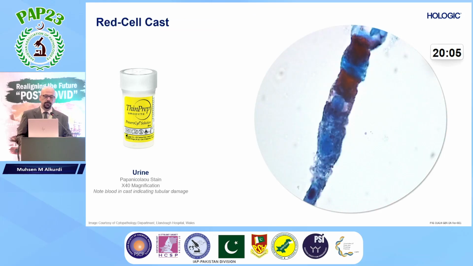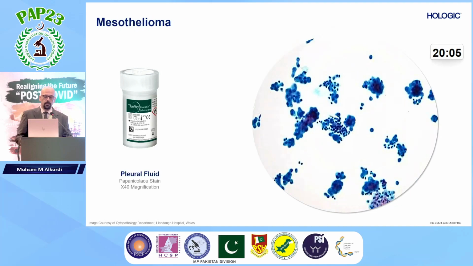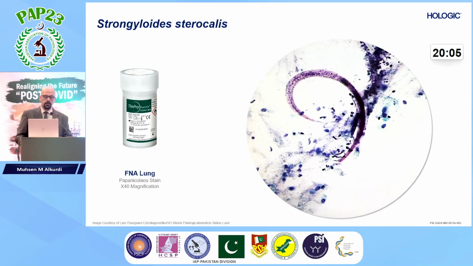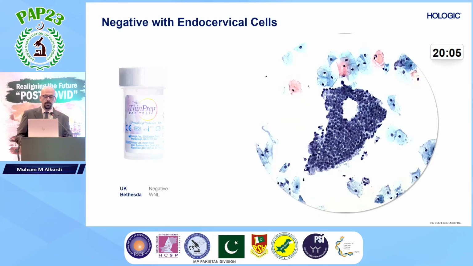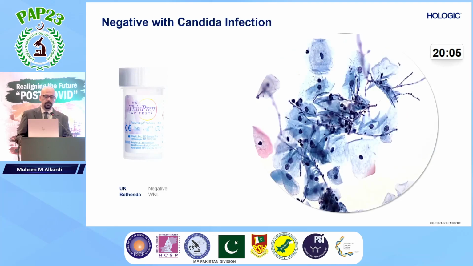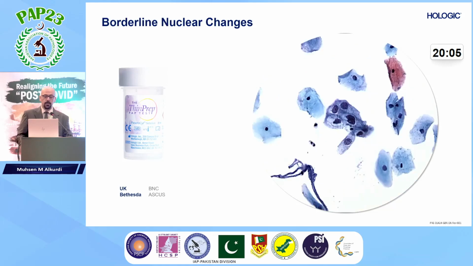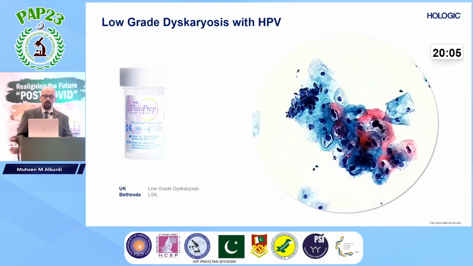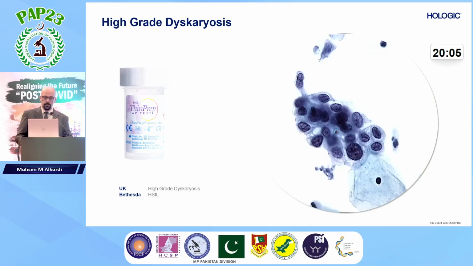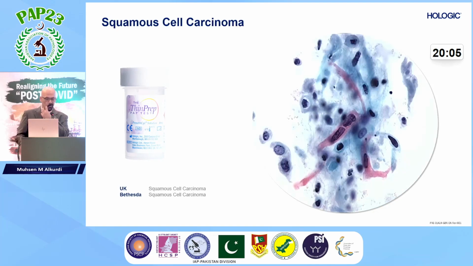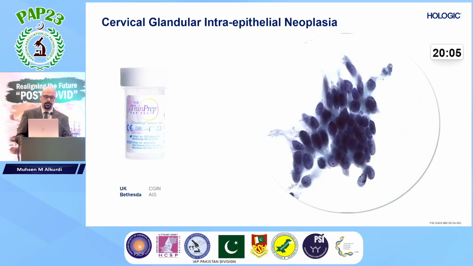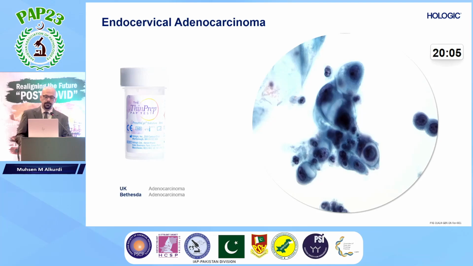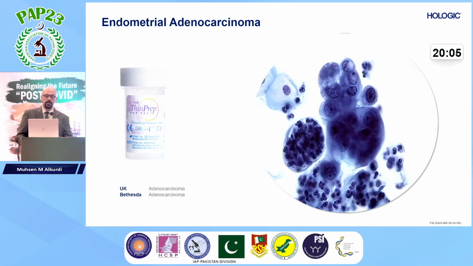This is urine at 40X. And this is, again, pleural fluid, FNA from the lung. And here are a few other cases on gynae. A negative with endocervical cells, a negative with TV infection, candida infection. It is very obvious and clear, or easy to diagnose, in liquid-based cytology. And borderline nuclear change, so we can say that it's ASCUS, I think. Low-grade with HPV infection. High-grade HSIL, squamous cell carcinoma, and cervical glandular endometrial neoplasia, endocervical adenocarcinoma, and endometrial adenocarcinoma.